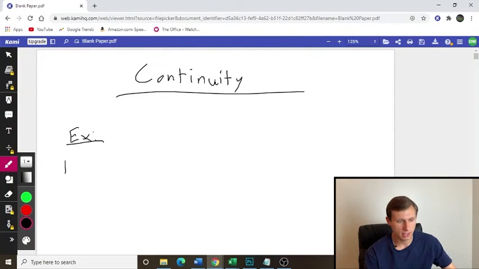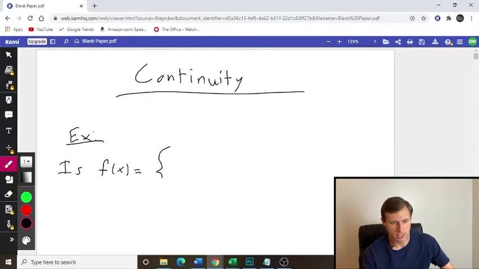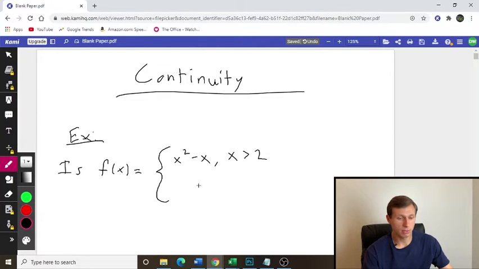I want to know, is f of x equals a piecewise function? In the top portion, we're going to have x squared minus x, and specifically, we're looking at when x is greater than 2. And then in the bottom portion, we're going to have negative x plus 4, and that's when x is less than or equal to 2.